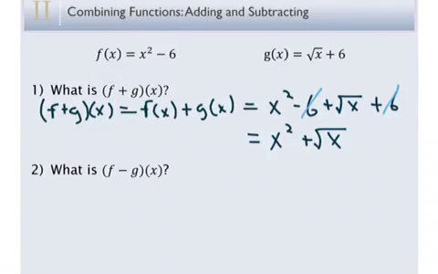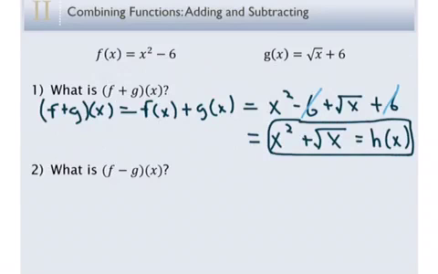Now if you wanted to, you could rewrite this as a new function. It's not necessary, because this is just telling you what to do, but you could call this a new function. We'll call it h of x. So h of x is equal to the sum of f and g. That step is not absolutely necessary, but it just makes it look a little cleaner in the end.